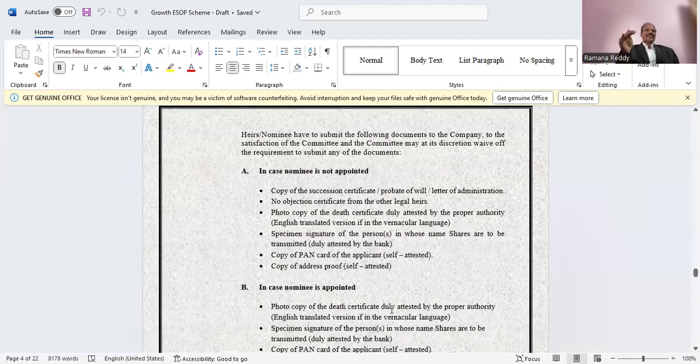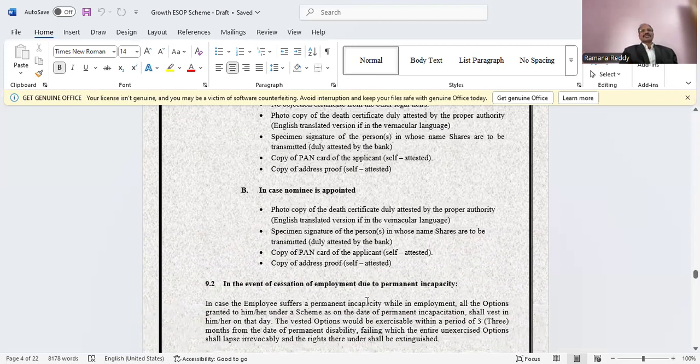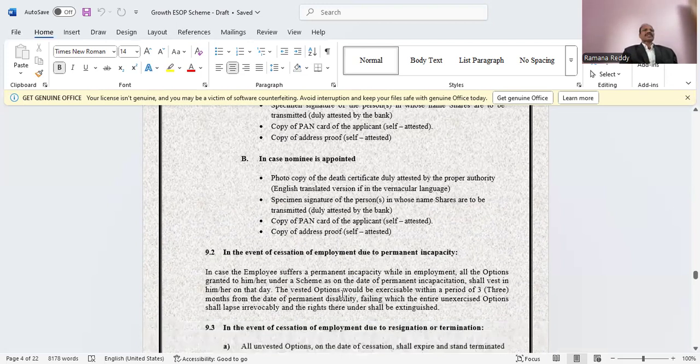These are the documents to be submitted. And in case a nominee is appointed, then a photocopy of the death certificate duly attested by the proper authority and specimen signature of the persons in whose name shares are to be transmitted, and copy of PAN card and copy of address proof self-attested. Then these documents need to be submitted by the nominees to the Nomination and Remuneration Committee.